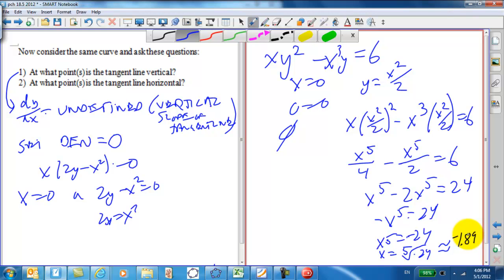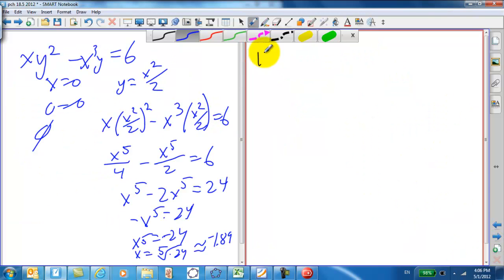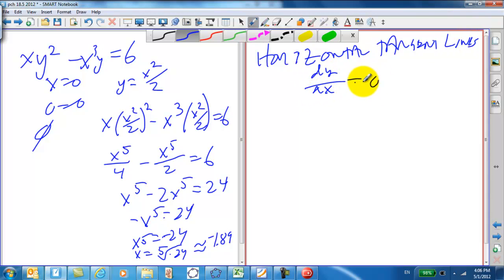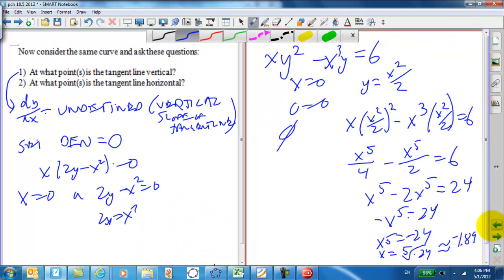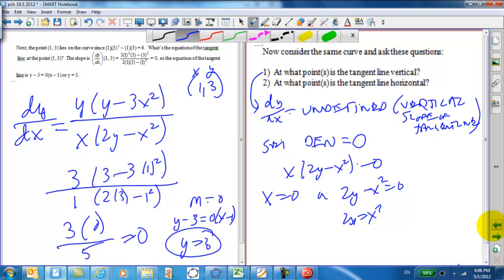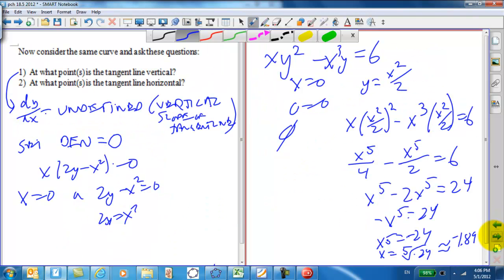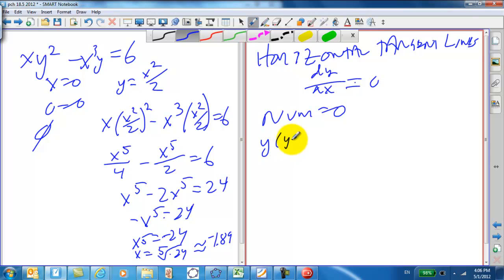Okay? Now for horizontal tangent lines to this function, we want to know when the derivative equals 0, so we're going to set the numerator equal to 0. And the numerator of our derivative was y times (y minus 3x squared), and set that equal to 0. So that either means y equals 0 or y equals 3x squared.